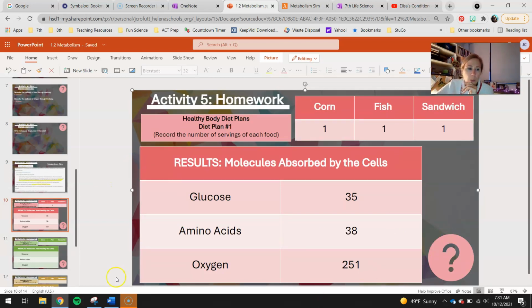Okay, so that's what a healthy diet plan would look like. Again, you set what they eat and record it in the table. You let it run for 200 seconds. And then in the graph, you find the molecules absorbed by the cells.